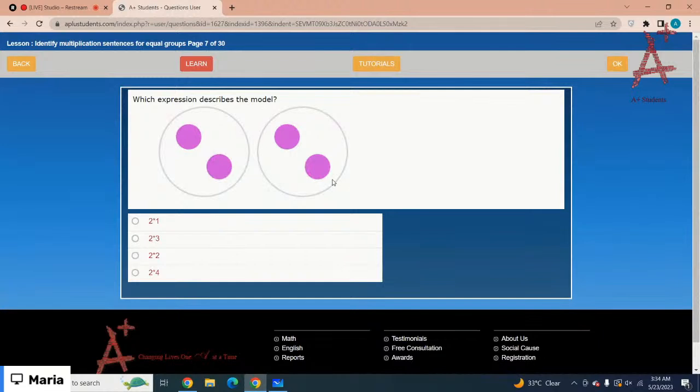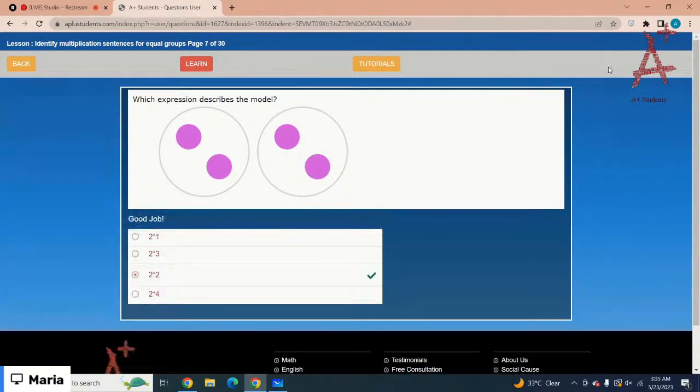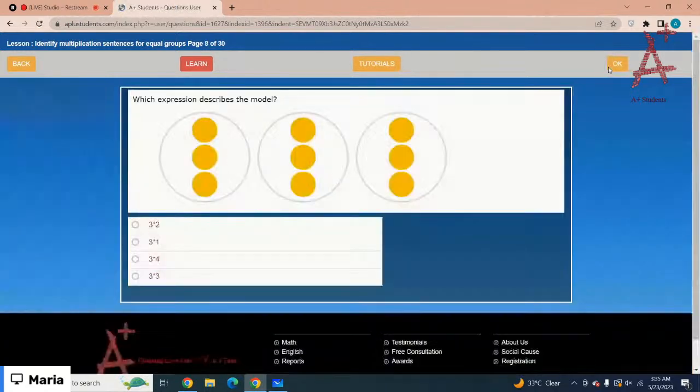Okay, which expression describes the model? So which is the correct option? It would be 2 times 2. Got it? You have two models and two dots each. So it would be 2 times 2.